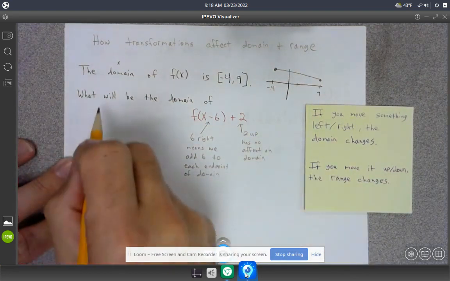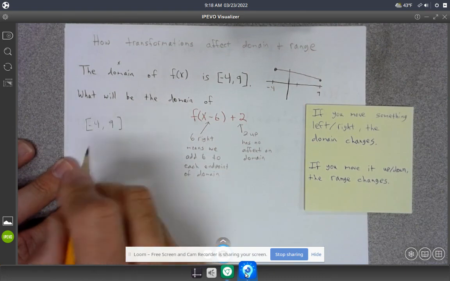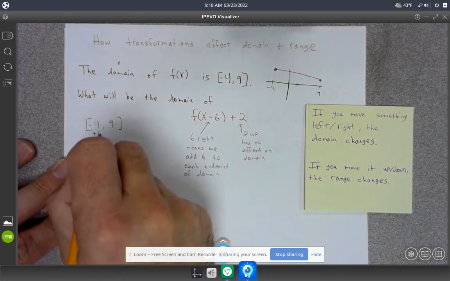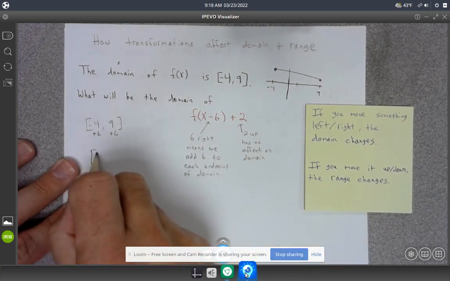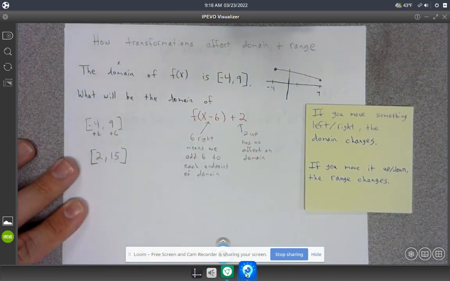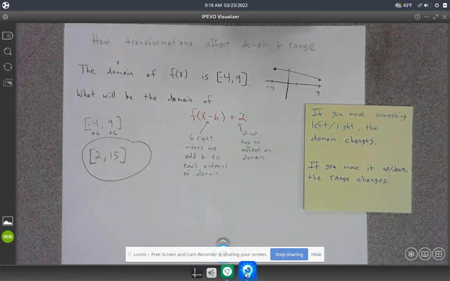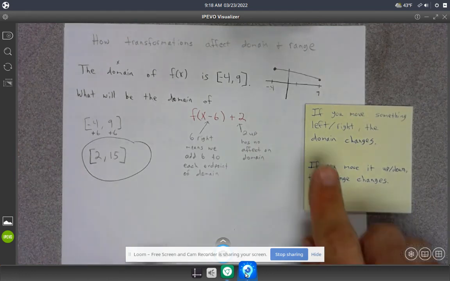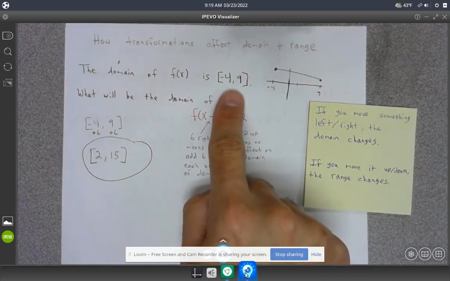Okay, so since our domain was -4 to 9 originally, I'm just going to take each one of these numbers and add 6 to it. And that's going to be my answer. So the -4 becomes a 2, and the 9 becomes a 15. And that is our answer. That's going to be the new domain. Hopefully that makes sense. If we were moving it to the left instead, we would be subtracting from these numbers.